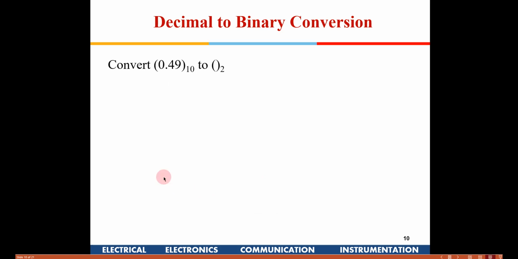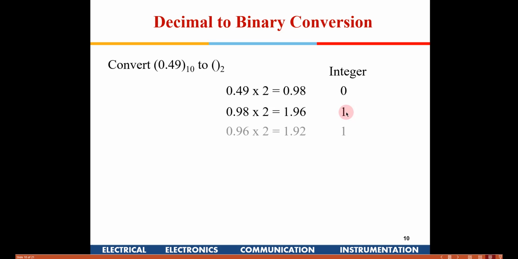So let's take one more example. It is 0.49. So I multiply by 2, I get 0.98, so I write 0 here. Again I multiply with 2, I get 1.96. Now I have got 1 out here, so I am putting that 1 here. After that I neglect this 1 and multiply only 0.96 with 2, because I have taken this 1 here, so the remaining is 0.96.